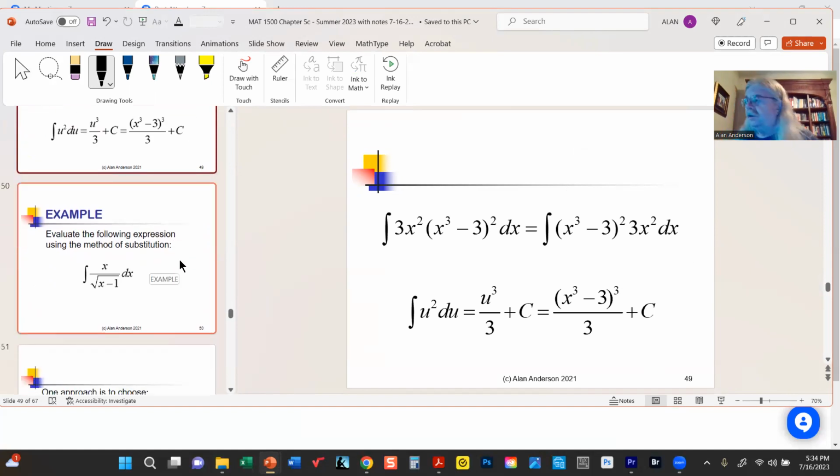Now, keep in mind, this only works in certain cases. It doesn't always work. We need to have a compound function of some kind, and we need to have the correct g prime of x. Otherwise, this doesn't help us at all. Then we would try something else.